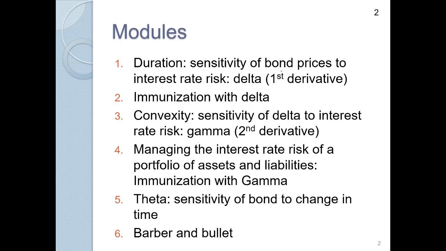Then we're going to see the definition for convexity, and in particular, we're going to see a new definition called gamma, that's the second derivative. The fourth module is going to be on managing interest rate risk, and there we're going to immunize with gamma, and here also delta. Then we're going to see the definition of theta, which is the sensitivity of bond price to the change in time. And finally, we're going to define barbells and bullets.